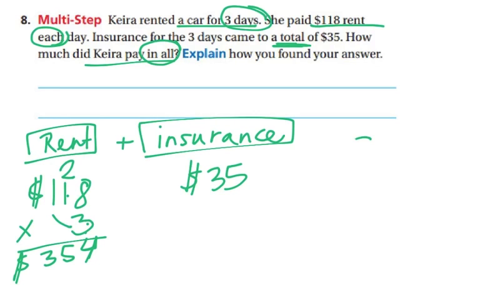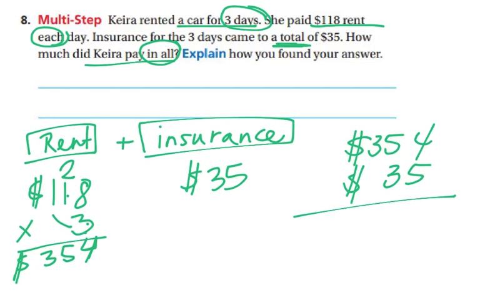Okay, so I see that the rent was $354 and the insurance was $35. So I'm going to add these two dollar amounts together to get how much she paid in all. All right, 4 plus 5 would be 9. 5 plus 3 would be 8. 3 plus nothing would be 3. So she spent a total of $389 to rent this car for 3 days. I know some of you are thinking, that's a lot of money. But that's how car rentals go sometimes.